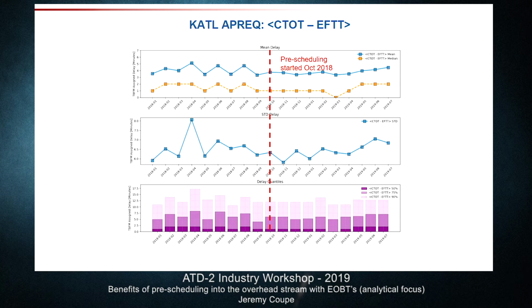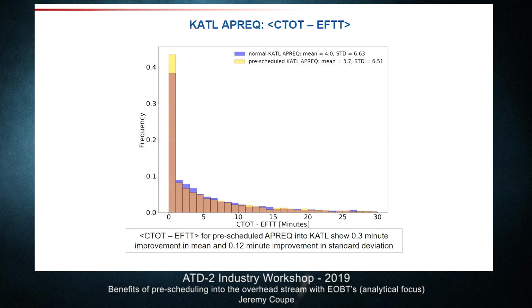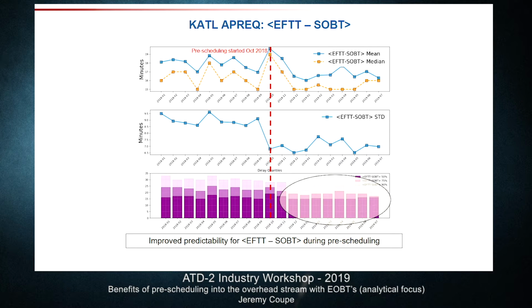So what do I mean by this? Let's focus in on this earliest feasible takeoff time minus the SOBT. This is essentially the time that is provided to TBFM. Before pre-scheduling, it was done by the human controllers. After pre-scheduling, this EFTT is being generated by the surface system, by the automation. So what do we see here?